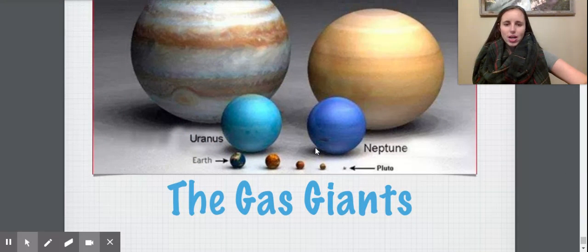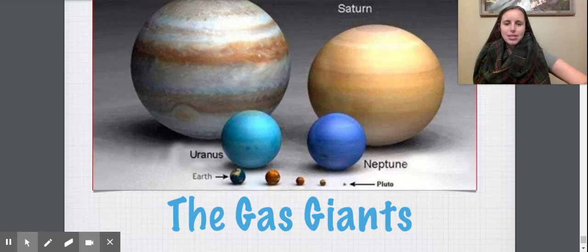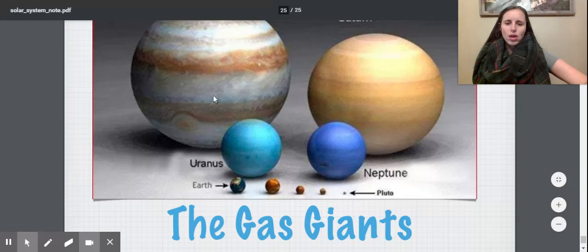So we have our gas giants here. This is proportional to size. So you can see our gas giants are quite a bit larger. Look at how much larger Jupiter, look at how much larger Saturn, look at how much larger Uranus and Neptune are compared to Earth, or compared to Venus, or compared to Mars, or Mercury, or this little speck is Pluto. So we have our gas giants much larger than our rocky planets. These are considered to be the outer planets. These are considered to be the inner planets.